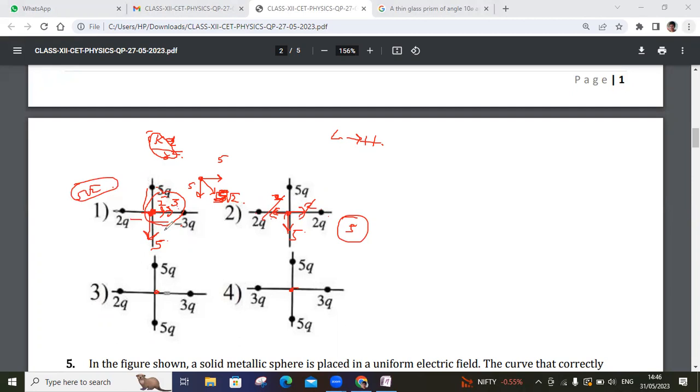This will be 5q. And here if you see, this 5q field will get cancelled. 3q and 2q, so 1q will remain this side. Oh, sorry. 3q means like this. Okay. This side 3, this side 2, so 1 this side will remain. So here electric field is 1 times of constant. Here due to 5q cancel, 3q will cancel. So here it's 0.